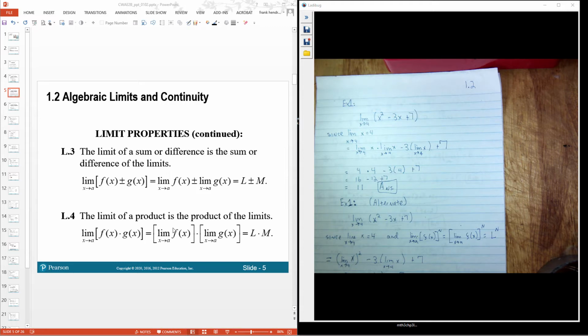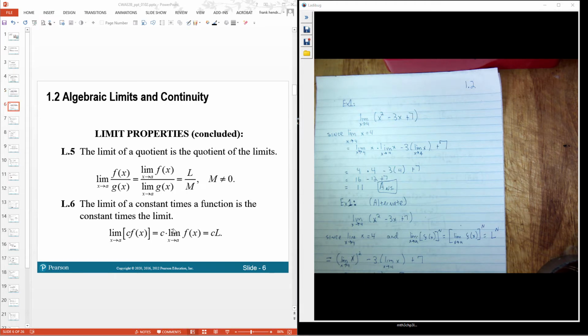The limit of a product is the same thing as the product of the limits. The limit of a quotient is the quotient of the limits. The limit of a constant times the function is the constant times the limit.